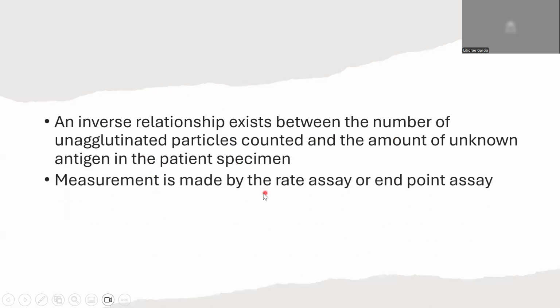So the measurement is made by the rate assay or endpoint assay. A rate assay is the rate at which the unagglutinated particles decrease. So you are observing the decrease in unagglutinated particles. While your endpoint measures the ending of the reaction. So it measures the amount of unagglutinated particles when the reaction ends. Okay? So how many are left at the end.